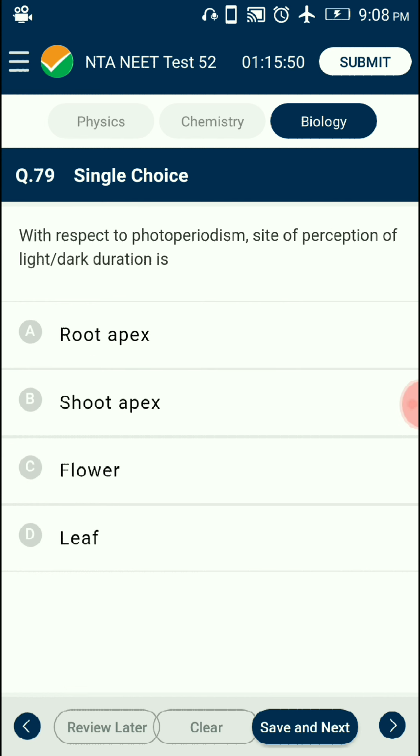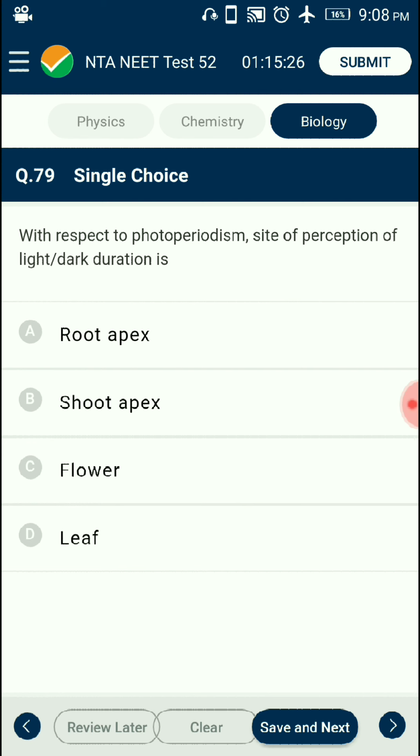Question number 79. With respect to photoperiodism, the site of perception of light or dark duration is? The response of plants to periods of day and night is termed as photoperiodism. The shoot apex cannot perceive the photoperiods. Leaves are the site of perception of light and dark.